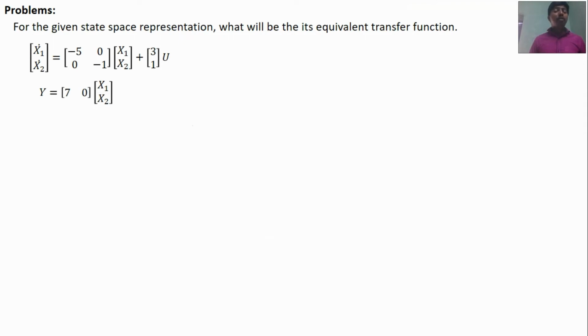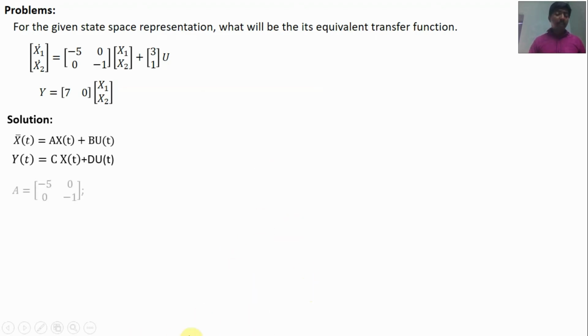The state space representation is given, and we have to convert it to its equivalent transfer function. We know that the general representation of the state equation is x dot equal to A times x of t plus B times u of t. The output equation is y of t equal to C times x of t plus D times u of t. Compare these equations.